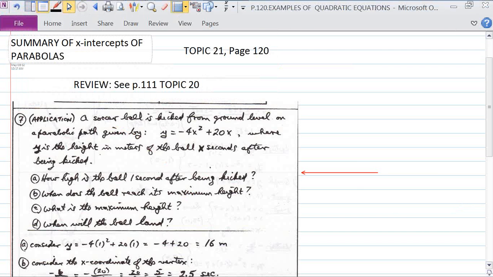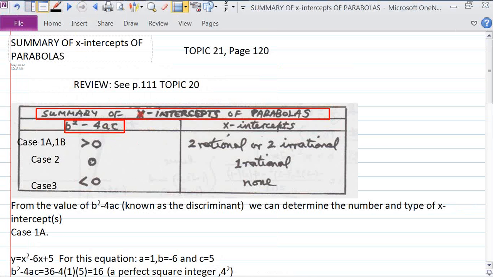So let's go and look at determining the kinds of x-intercepts that we may have in a parabola. And in order to do that, we have to analyze the discriminant. The discriminant is the value of b squared minus 4ac. So we're going to see that there are four cases. Case 1a and 1b are where the discriminant is greater than 0. In other words, b squared minus 4ac is greater than 0.